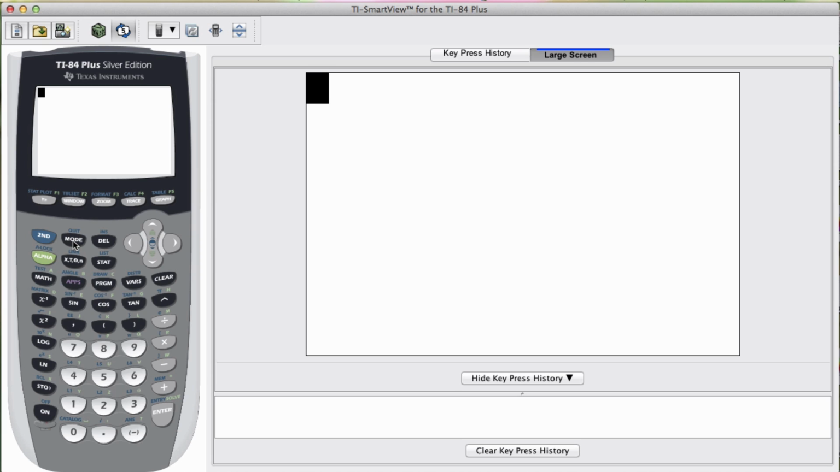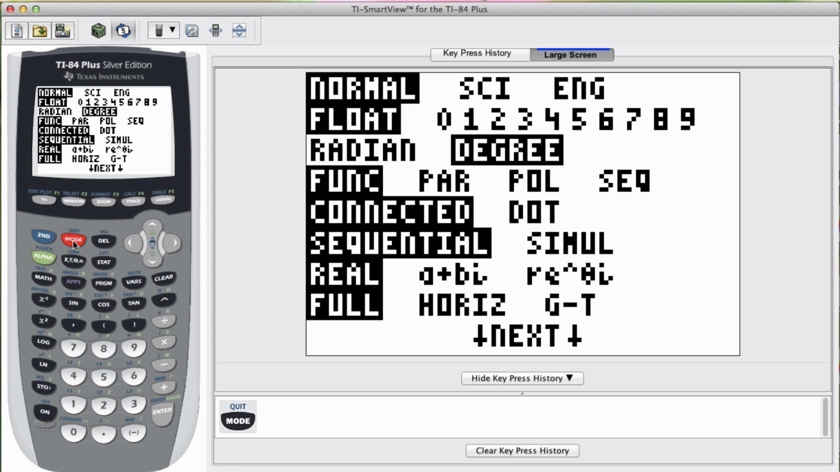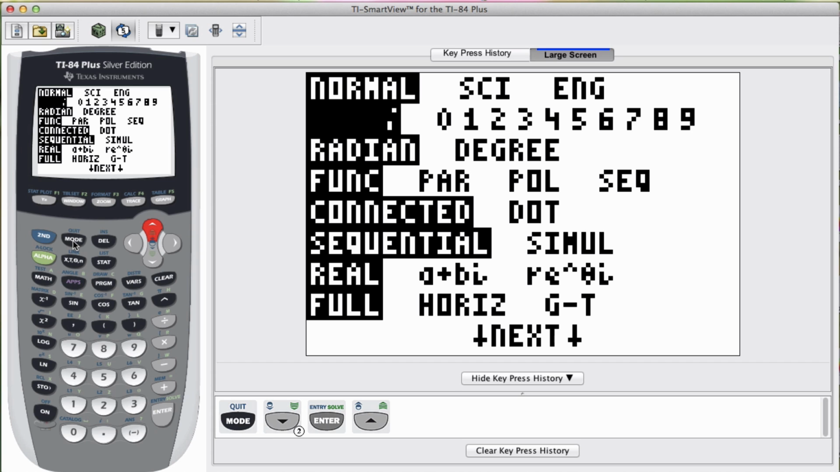To change our mode, we're going to press the button that says mode, and this is the screen that's going to come up. What we really care about today is if we are in radians or degrees. If you use the arrows, you can move onto whichever mode we need to be in. If your calculator was in radian mode, we need to change it into degree mode. So move so the flashing rectangle is on top of degree, which is what we want, and we're going to press enter.